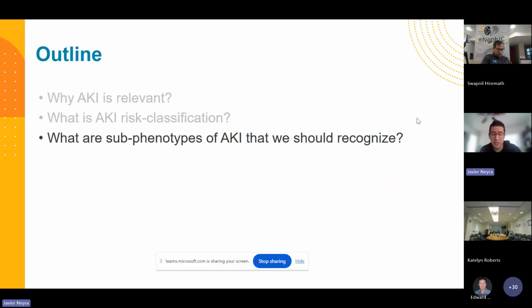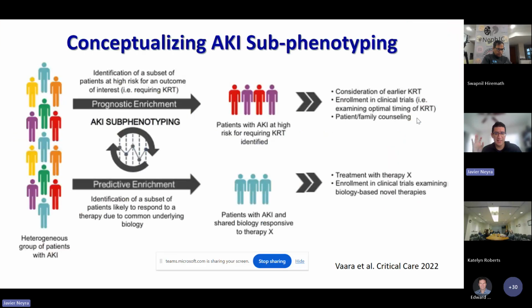Now, in the last 10 minutes, I'm going to touch a little bit on concepts on subphenotyping. This is a nice slide summarizing 2 levels of phenotypes, right? On the top of the slide is the prognostic enrichment of the subphenotype. What this means is that the subphenotype tries to identify a subset of patients at high risk for an outcome of interest. Let's say we want to identify patients with AKI that will require renal replacement therapy. That is the prognostic enrichment of the subphenotype, a subphenotype of AKI reaching the ICU with high risk.